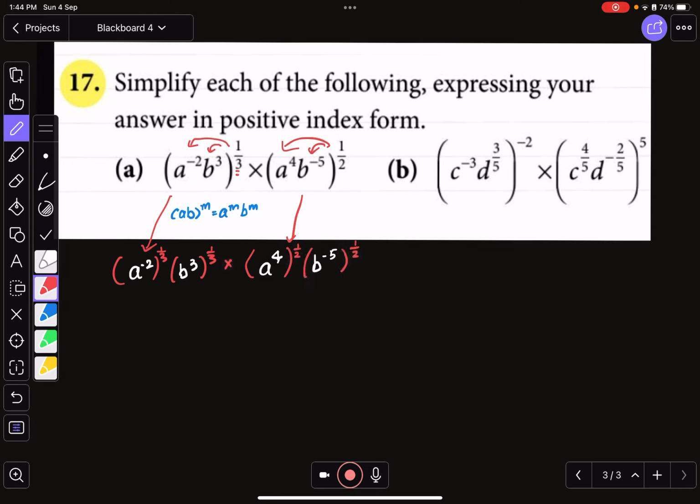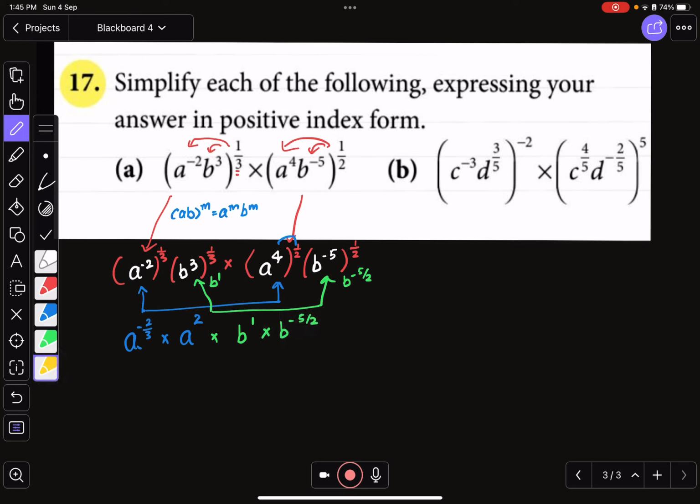Alright, so from here, a power -2 and a power 4 come together. A power -2 will give me a to the power -2 over 3, multiplied by a to the power 4 times half, which will be 2. On the right, b power 3 and 1/3, b power -5, this gives me b to the power 3 times 1/3, which is 1. This is b power 1. And this will give me b to the power -5 over 2.